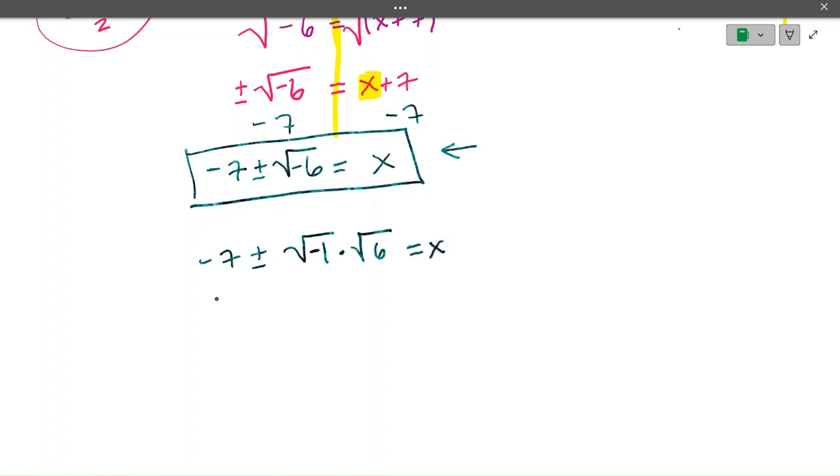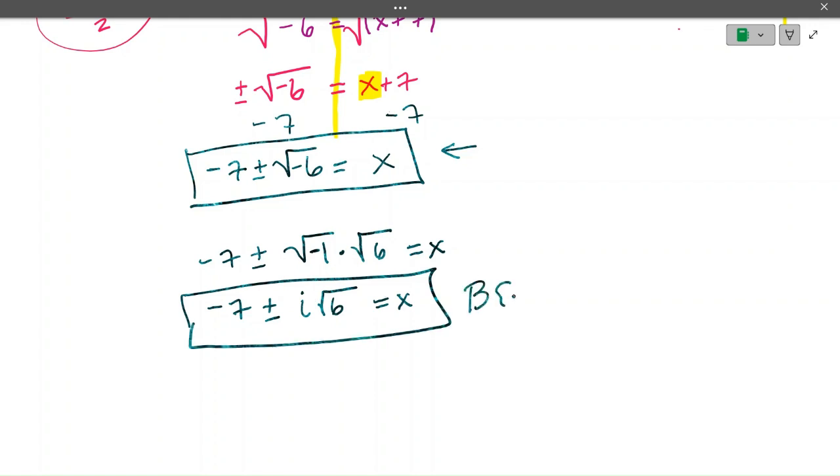So I end up with negative 7 plus or minus the square root of negative 1, which is equivalent to i, the imaginary number i, times the square root of 6. And this is how we write this, equals x. This is the best answer. This is how I would want my students to write their answers. Negative 7 plus or minus i times the square root of 6. Just a pro tip here: we always write i out front because if we write it on the back, sometimes it looks like it's under the root bar, and we don't want that. So that's why we kick it out front.